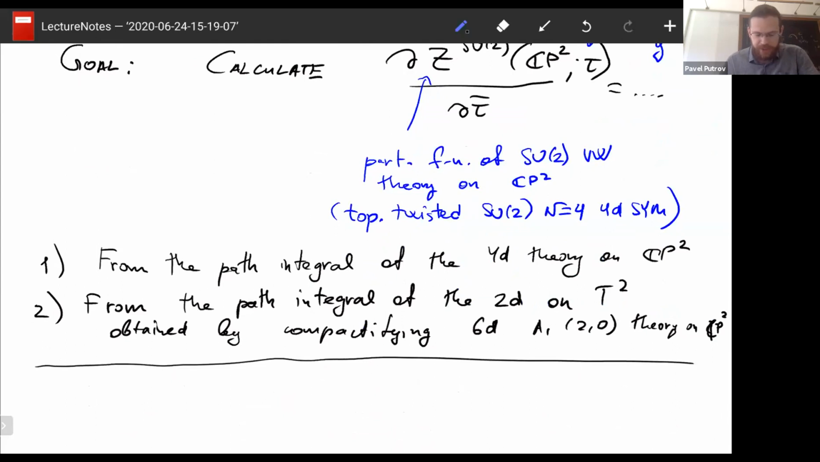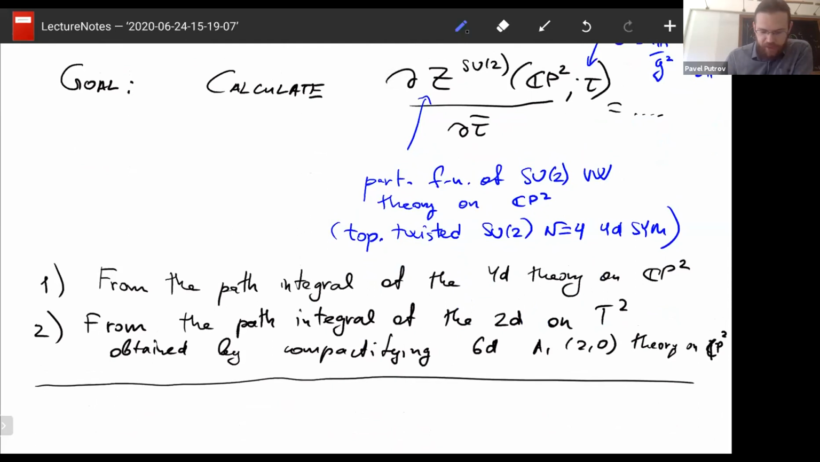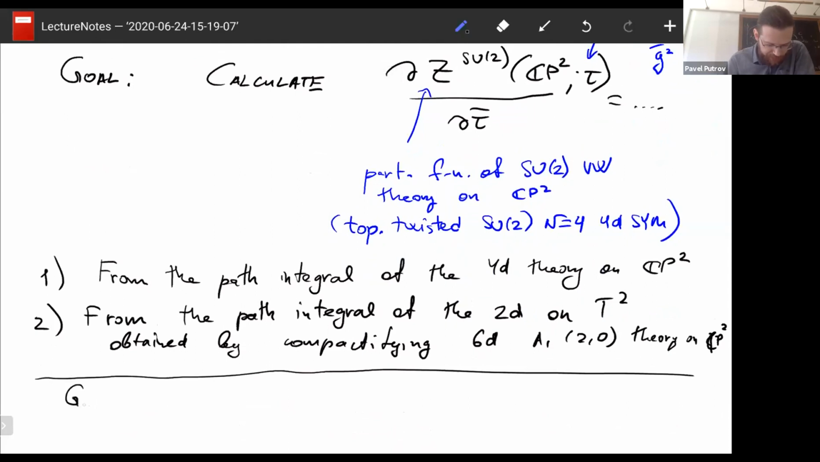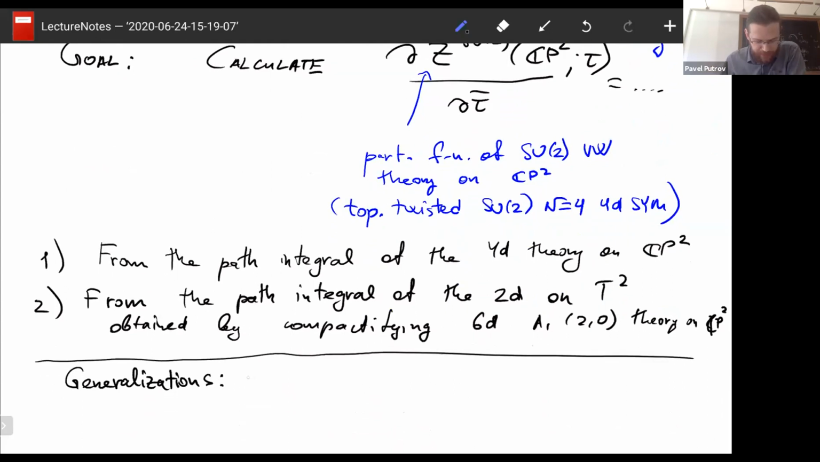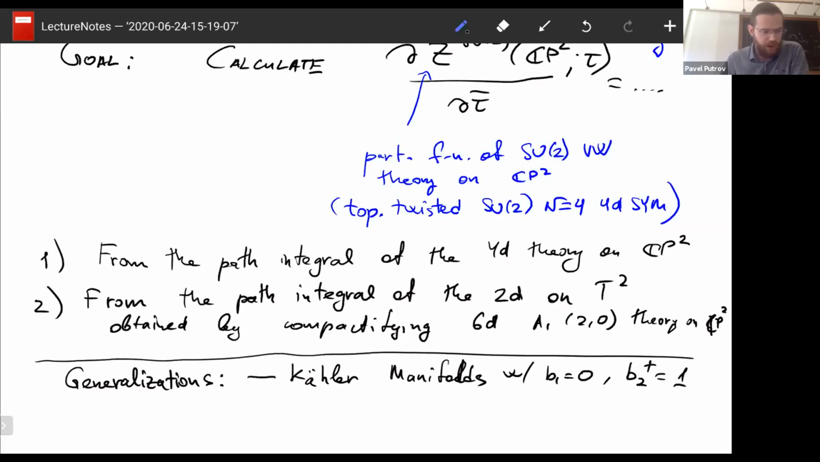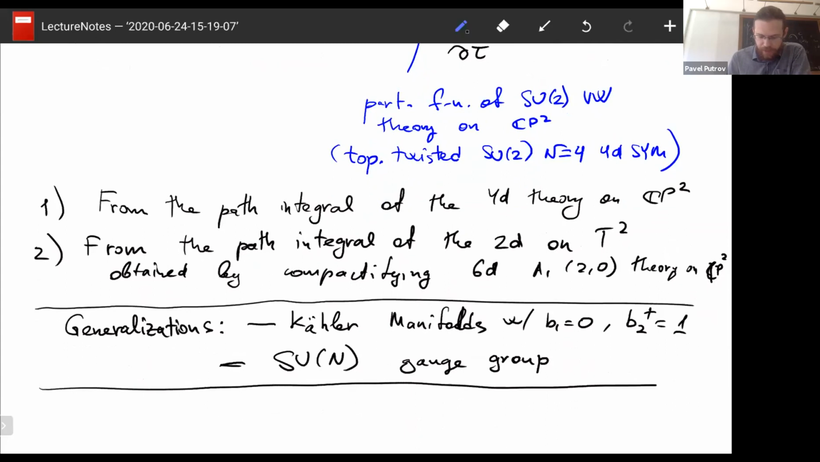And so in principle, here I'm considering the gauge group to be SU2 and the partition function on a particular four-manifold, which is CP2. But in principle, one can consider generalizations which I'm not going to talk about in my talk, but we briefly consider them in our paper. So first of all, you can generalize it to other Kähler manifolds with first Betti number being 0 and b2 plus, the number of positive eigenvalues of the intersection form, being 1. And you can also generalize it to other gauge groups. In particular, you can generalize it to SU(N) gauge group instead of SU2.